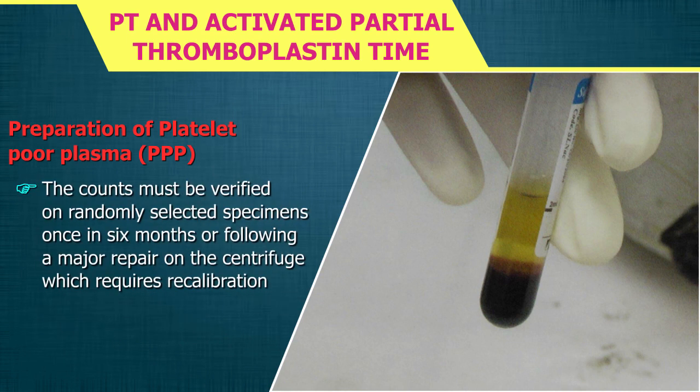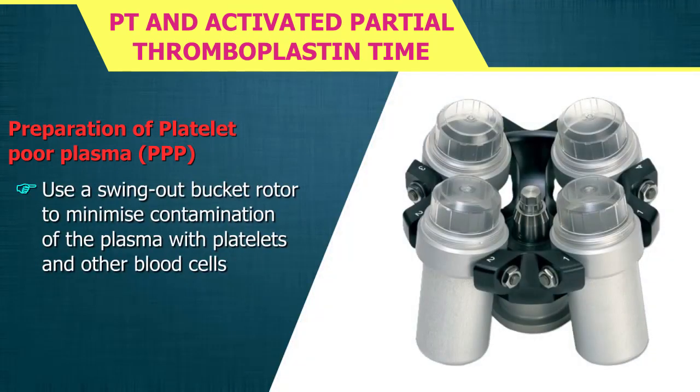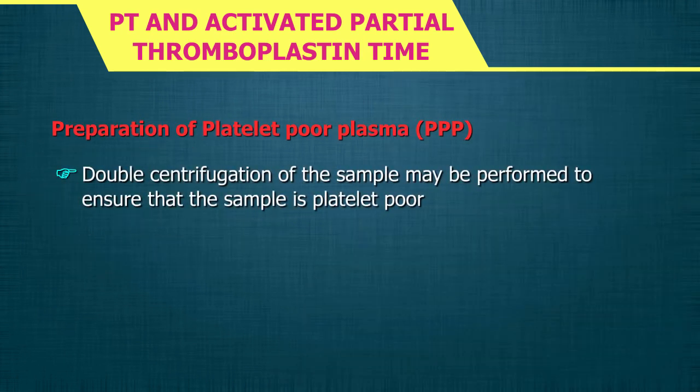The counts must be verified on randomly selected specimens once in 6 months or following a major repair on the centrifuge which requires recalibration. Use a swing-out bucket rotor to minimize the contamination of the plasma with platelets and other blood cells. Double centrifugation of the sample may be performed to ensure that the sample is platelet poor.